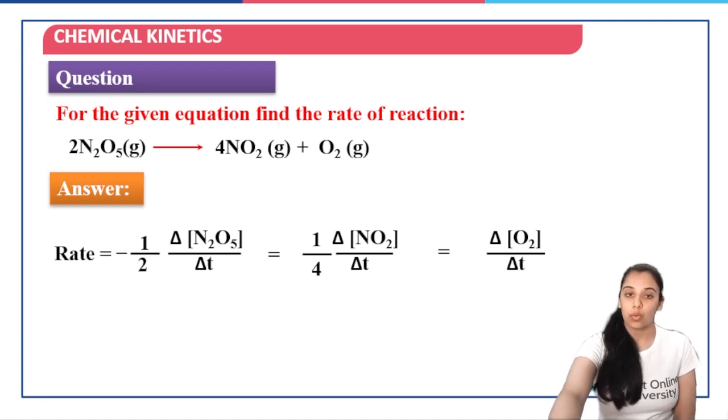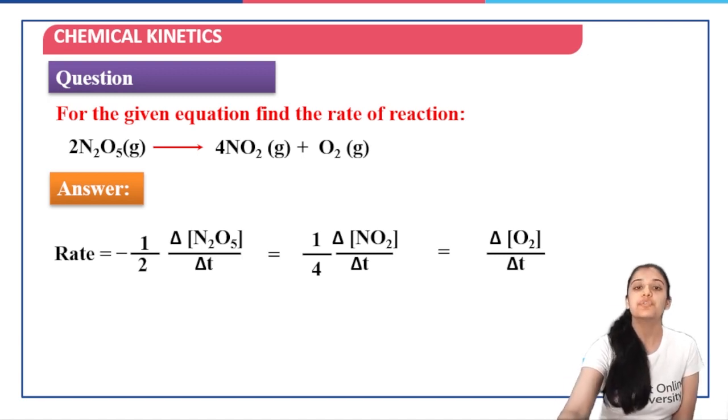Now, suppose you have to find out delta NO2 and delta O2 has been provided to you. So delta NO2 will be equal to 4 times, we will take this part of the equation, so delta NO2 upon delta T will be 4 times delta O2 upon delta T.